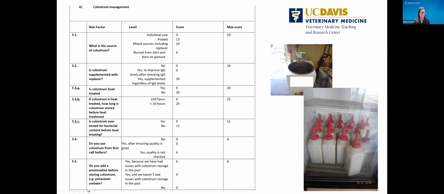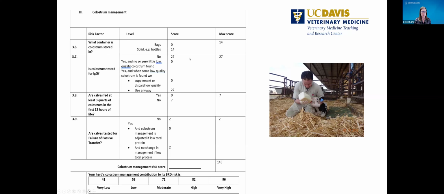Other factors in colostrum management, I mentioned quality, so certainly that has a pretty high score. And then we did notice that storing colostrum in bags was throughout these studies associated with lower risk of respiratory disease.